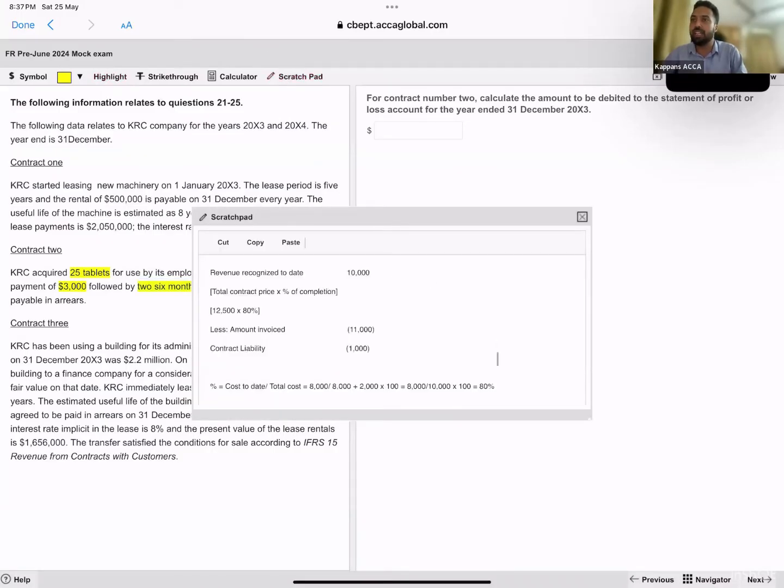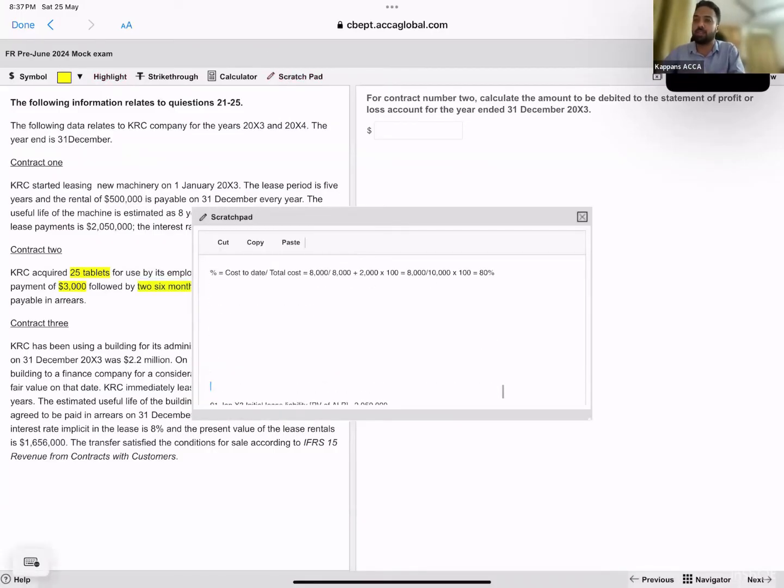So the total lease payment is equal to initial direct cost of 3,000 plus 6,000 plus 6,000. So total lease payment is 15,000. And this total lease payment is for a year, 6 monthly to 6 monthly. That means it's for 1 year.